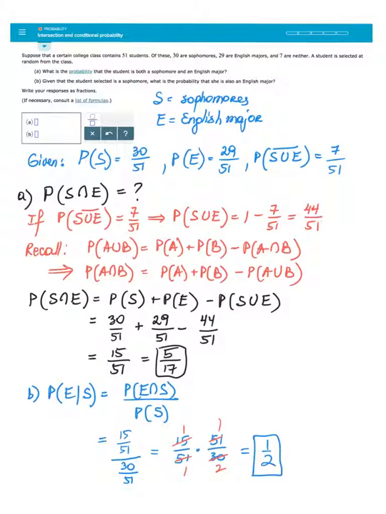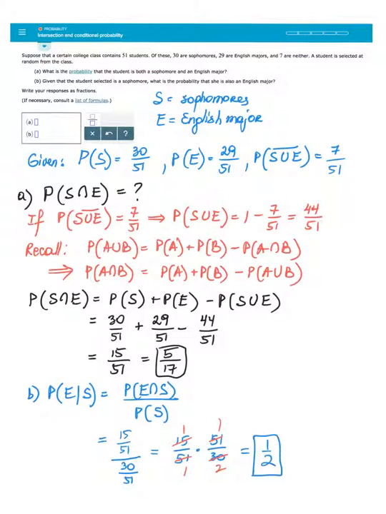We just found in the previous part of this question the intersection of S and E, which is 5 over 17, or even more conveniently 15 over 51. So that's the numerator, must be divided by probability of S, which is 30 over 51. So 15 over 51 divided by 30 over 51. Remember that division by a fraction turns into multiplication by its reciprocal. So 15 over 51 times 51 over 30. I reduce all common factors, 51 with 51, and a common factor of 15 from both 15 and 30, and it leaves me with 1/2.